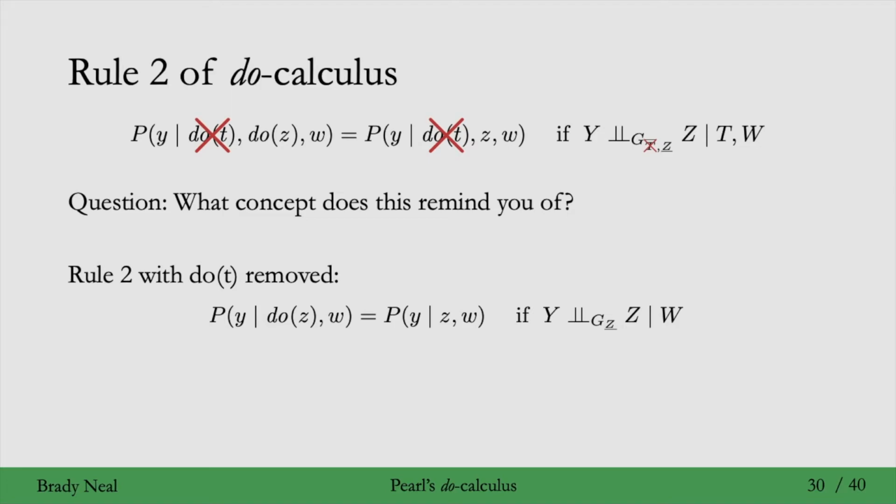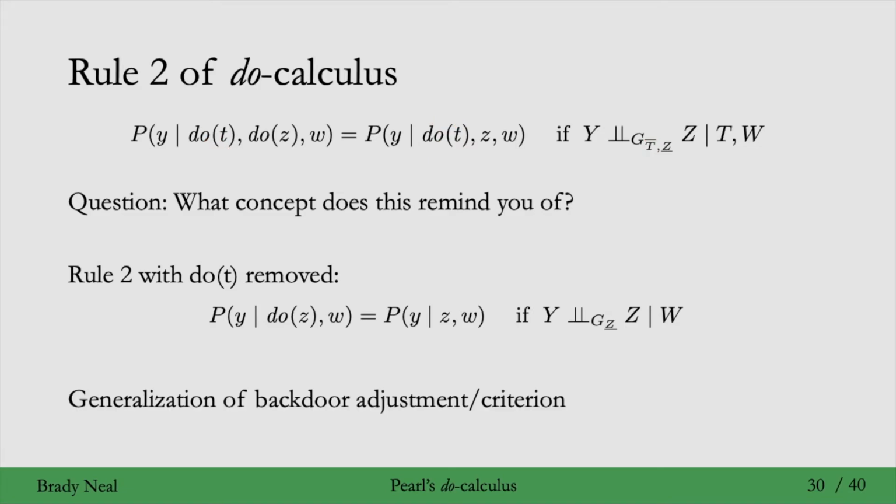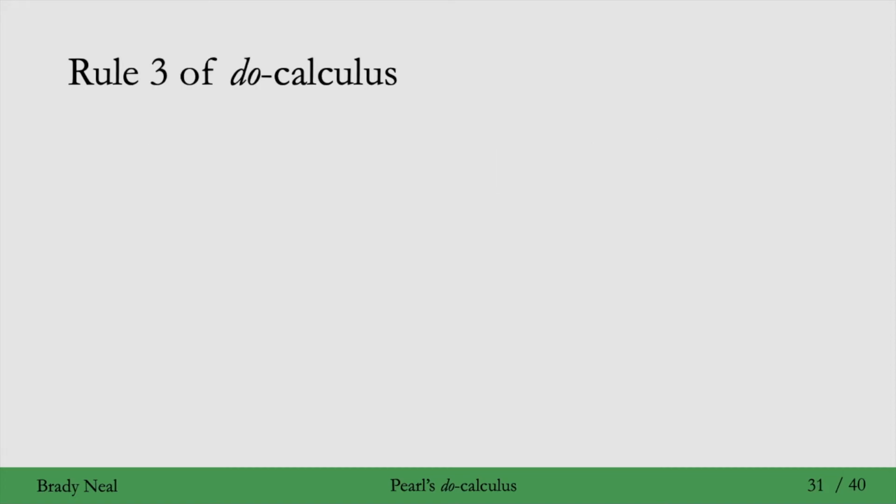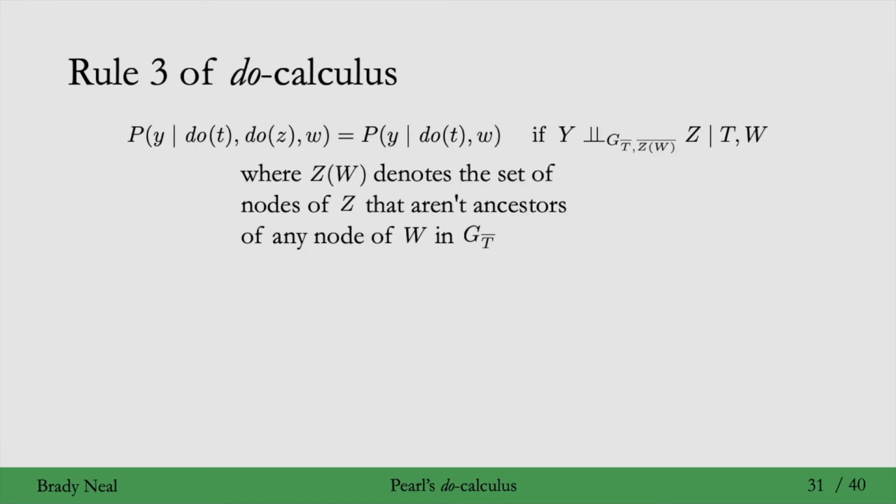So what concept that we've already seen is this line here? This is the framing of the backdoor adjustment in terms of d-separation that we saw last week. So rule 2 of do calculus is a generalization of the backdoor adjustment or backdoor criterion, where we've added this do t here. The final rule, rule 3, is the trickiest rule, so we'll spend a bit more time on this one.